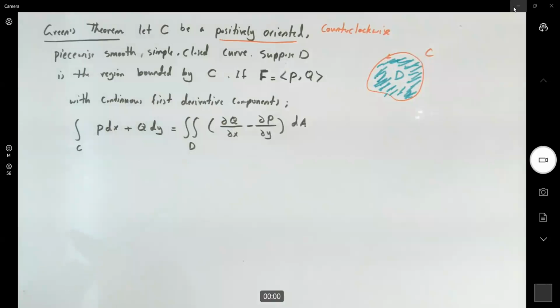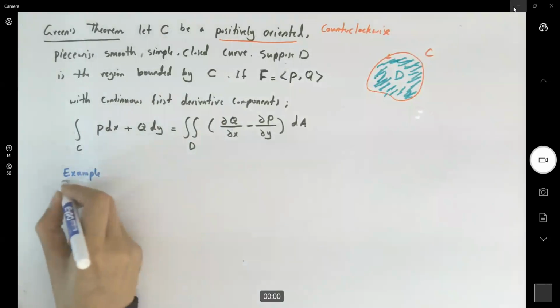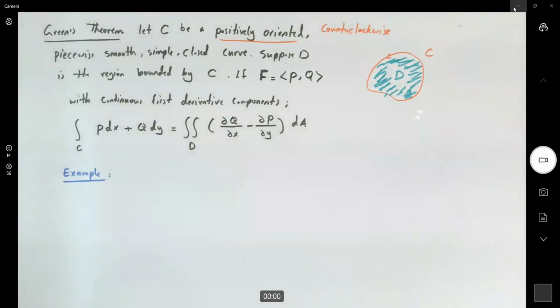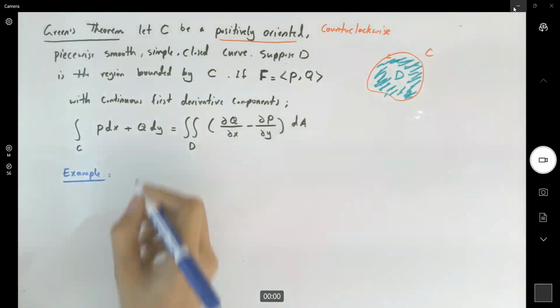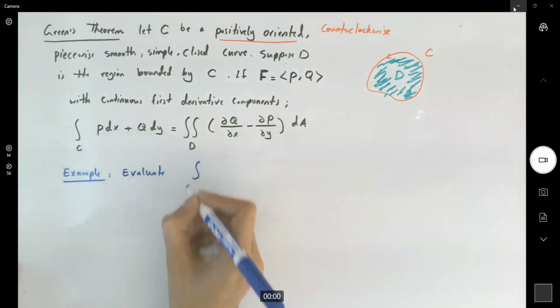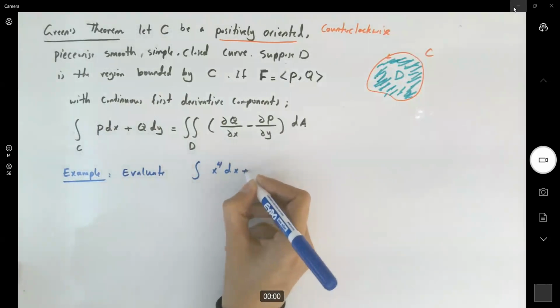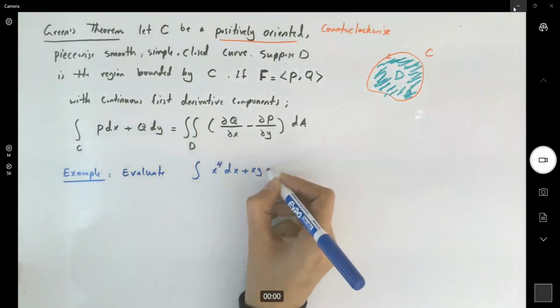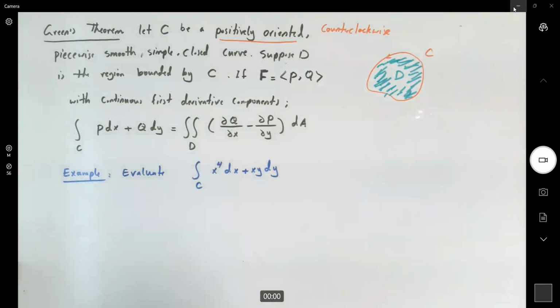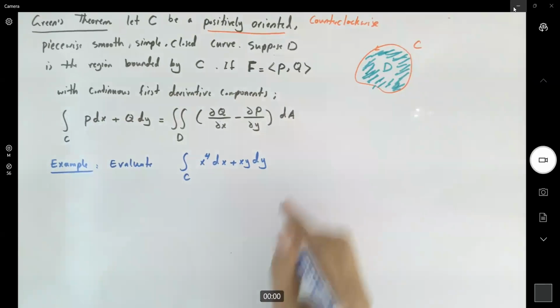Let's go over one example to feel more comfortable about what's going on here and how to apply Green's theorem. The question says, evaluate the line integral of x to the fourth dx plus xy dy over curve C. And this curve is defined as follows.